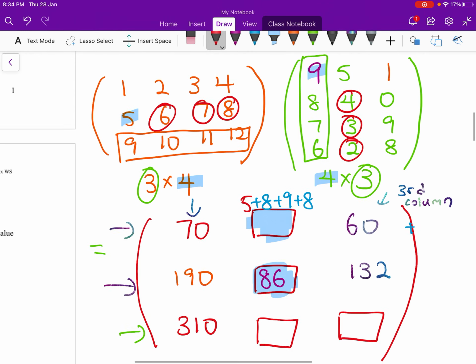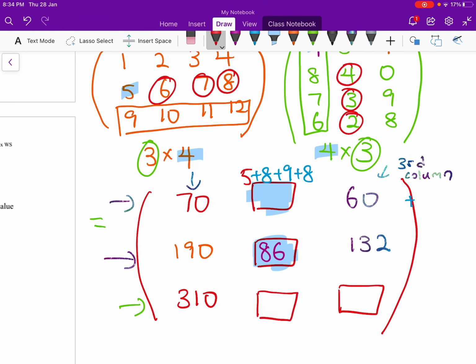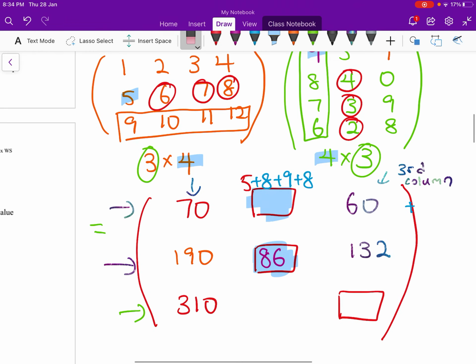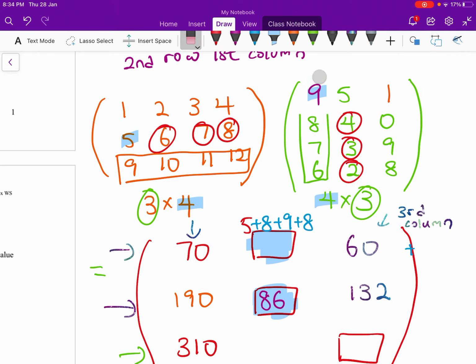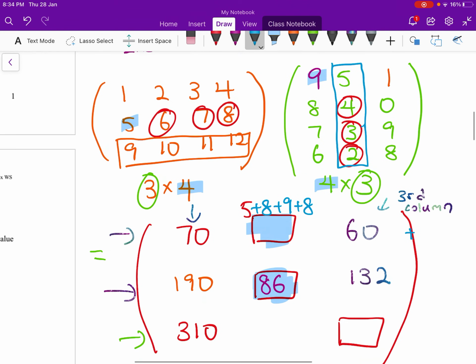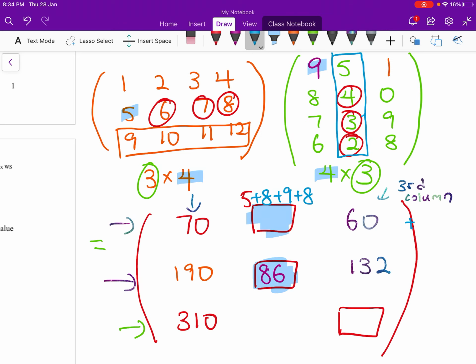Let's move on to the third row, second column, right? Same thing, we are still in the 9, 10, 11, 12, just that we move on to the second column already. So this is the second column. Same thing, the orange row multiplies with the blue column. First number times first number, second number times second number, and so on and so forth.